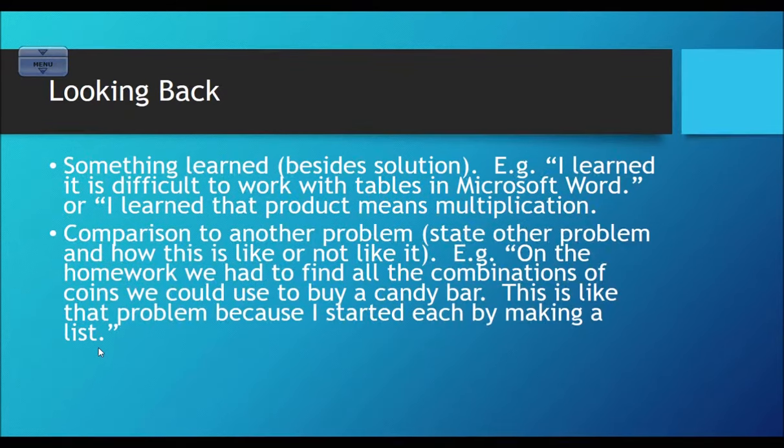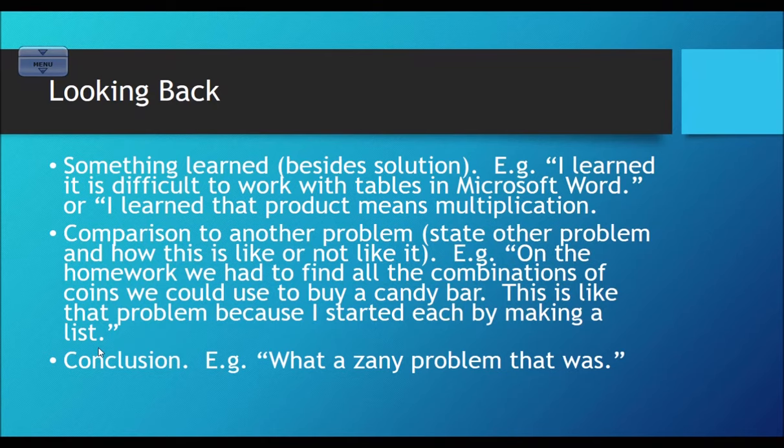You need to tell me a comparison to another problem, a specific problem. So tell me the problem, just a little bit about it, like a sentence, and then tell me how it was like or unlike this one. Here I have written, on the homework, we had to find all the combinations of coins we could use to buy a candy bar. This is like that problem because I started each by making a list. Okay, there's another problem, and there's a way that they were alike. And then finally, write a conclusion sentence like, hey, what a zany problem that was.